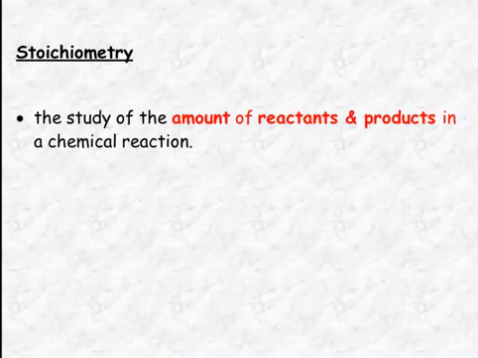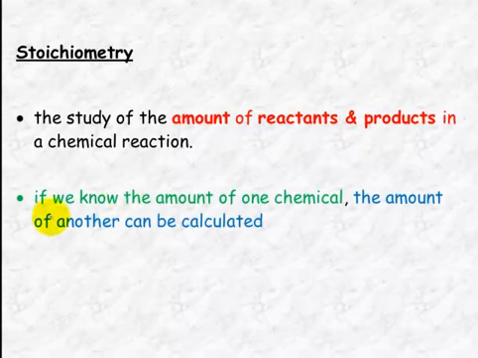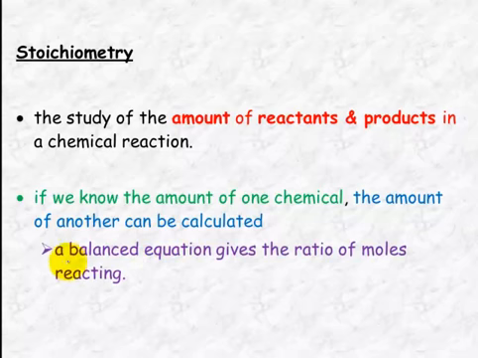Stoichiometry. Funny word, but stoichiometry is the study of the amount of reactants and products in a chemical reaction. If we know the amount of one of the chemicals in the reaction, we can calculate the amount of the other. And this is because we've got a balanced chemical equation, and that gives you the ratio of moles reacting.